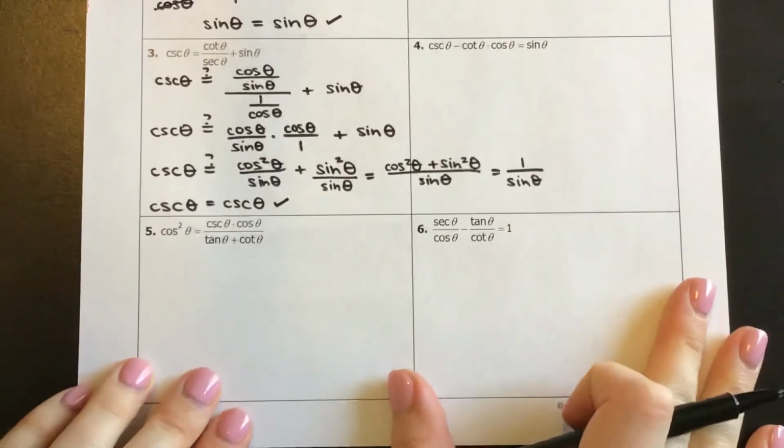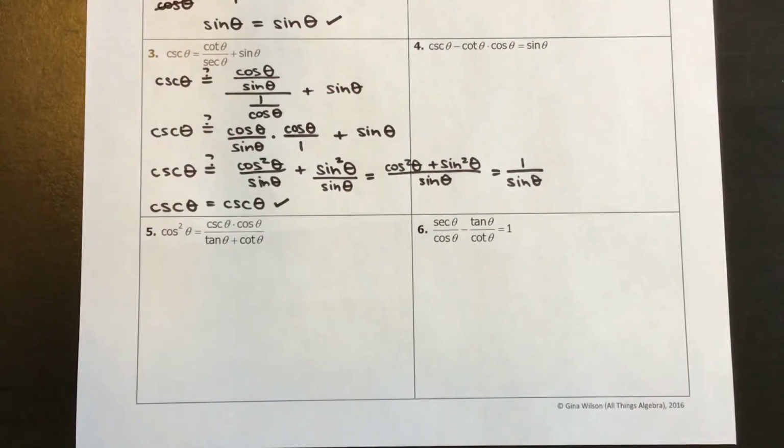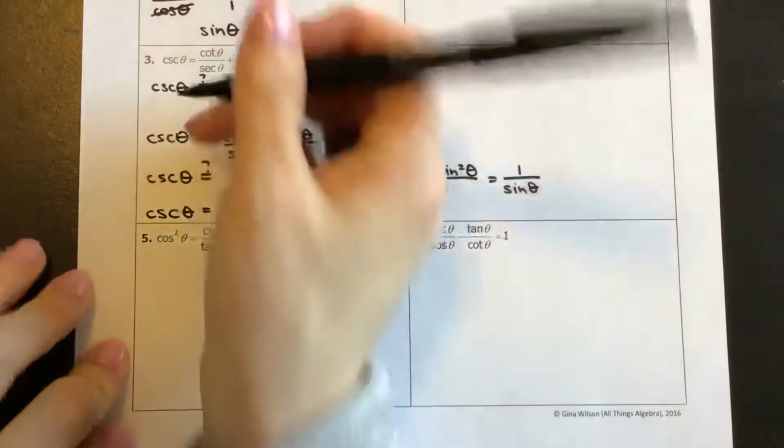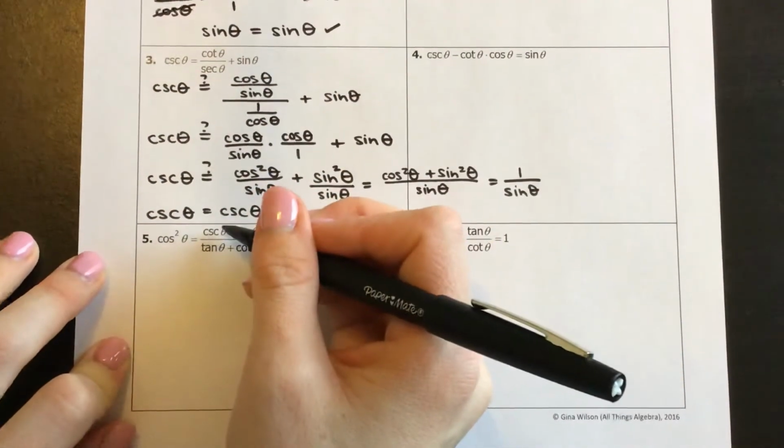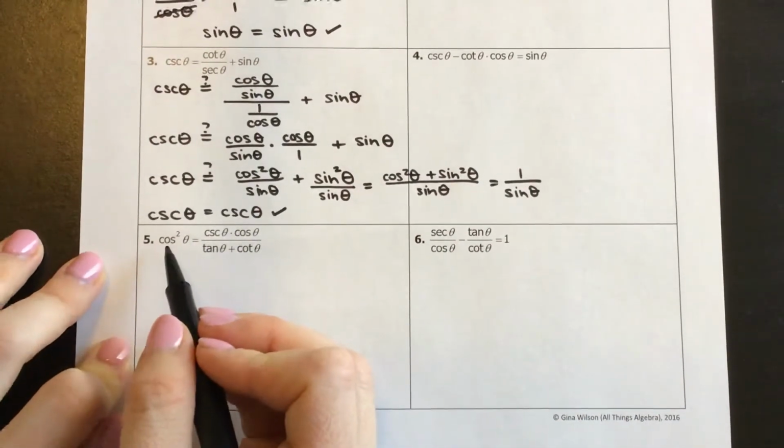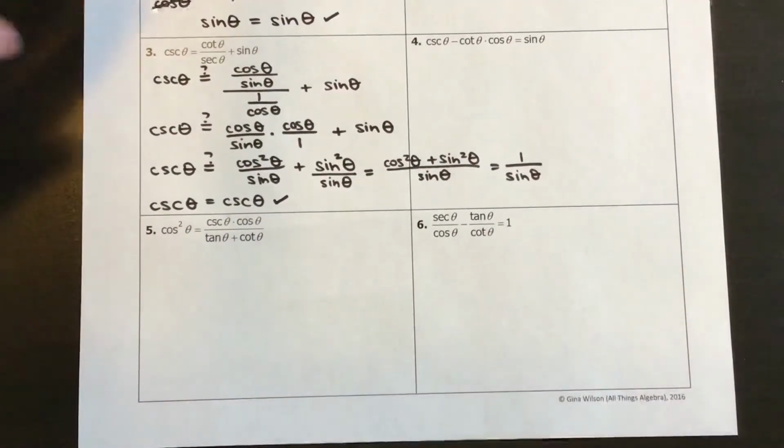All right, number 5. We have a cosine squared on the left. We have what's definitely the more complicated option on the right. So rather than doing this many, many times over, I'm just going to work with the right-hand side until it equals cosine squared. And then that's how we know we are done.